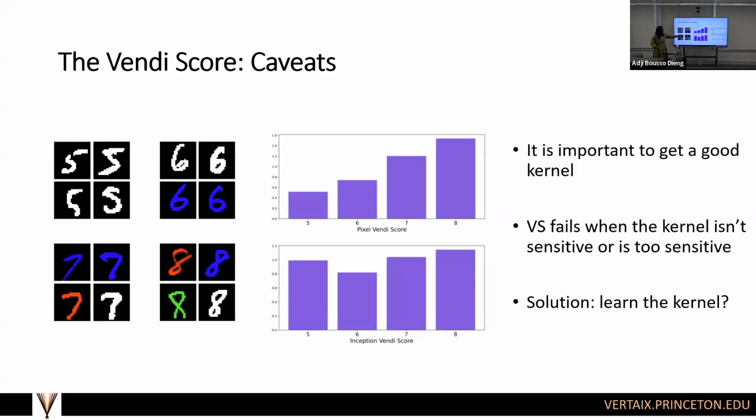It's just to illustrate that it's important to get the kernel behaving reasonably. So one solution that we're exploring is actually learning the kernel, so that we're hoping that the data itself informs the right similarity measure. We're looking into that right now.